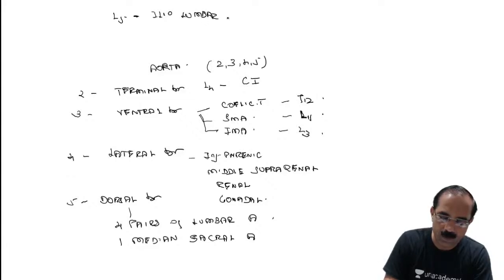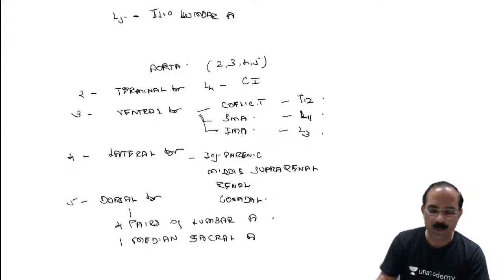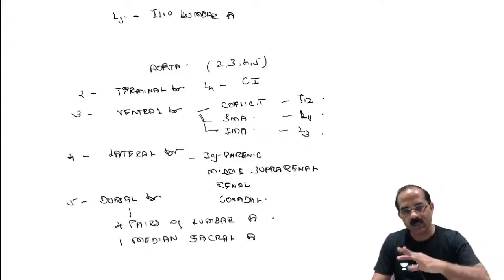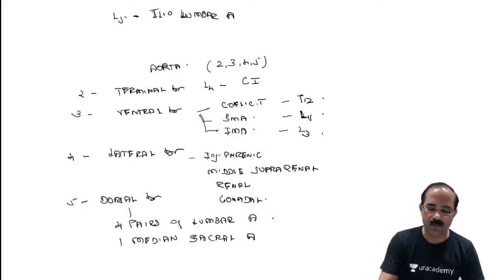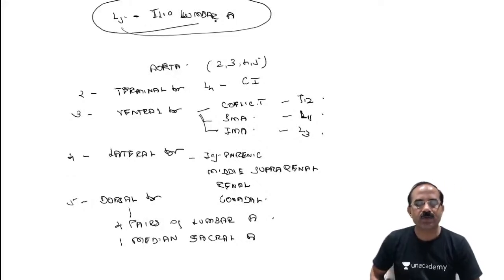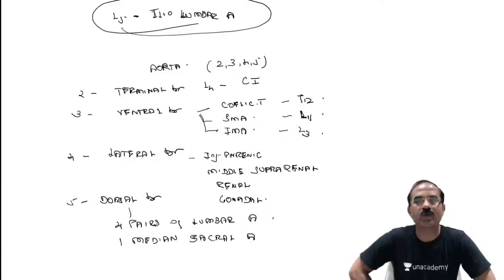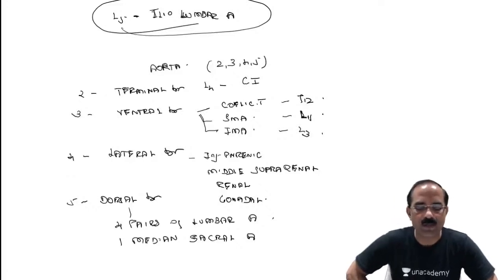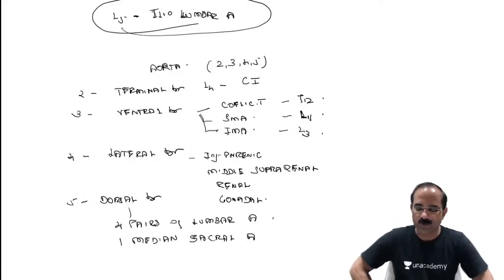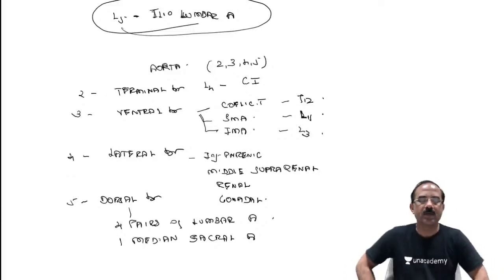L5 is supplied by iliolumbar artery. L5 is left. L5 is supplied by iliolumbar artery. Just remember that. So aorta supplies 4 lumbar vertebrae. 1 lumbar vertebra is left. That's L5, which is supplied by iliolumbar artery. And this iliolumbar artery is a branch of the posterior division of internal iliac.